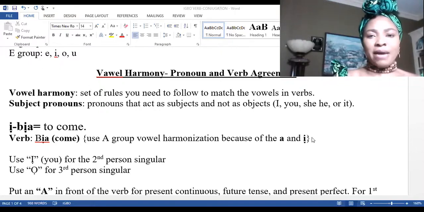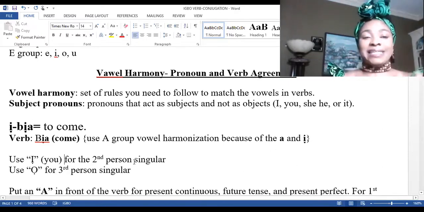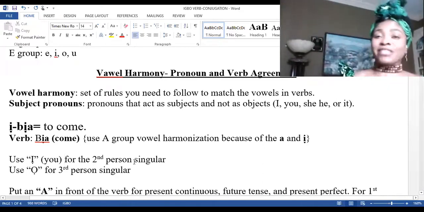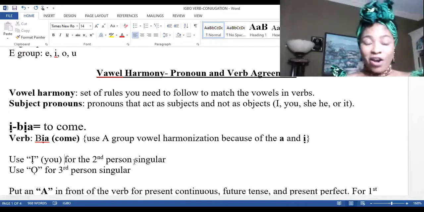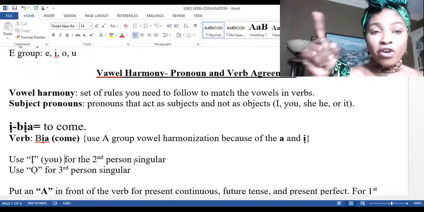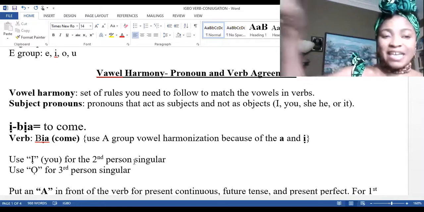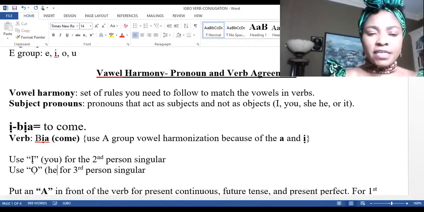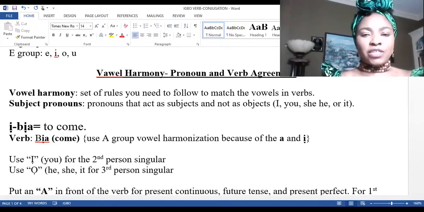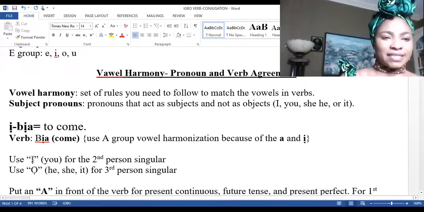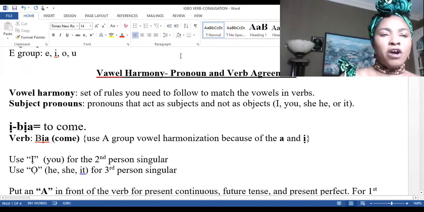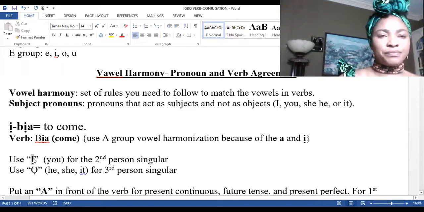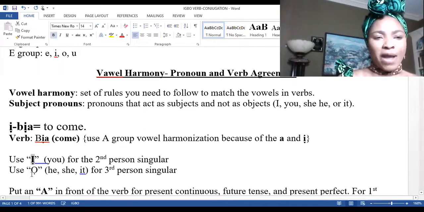Okay. So right now I'm going to say, don't forget I is you. And that's the second person singular. And that's when you're talking to somebody directly. Okay. Then use E or A for third person. The E or A means he, she, it. That's what it is. So these two letters here, I represents you, and E represents he or she or it. So I need you to pay attention and know why we're using these words.